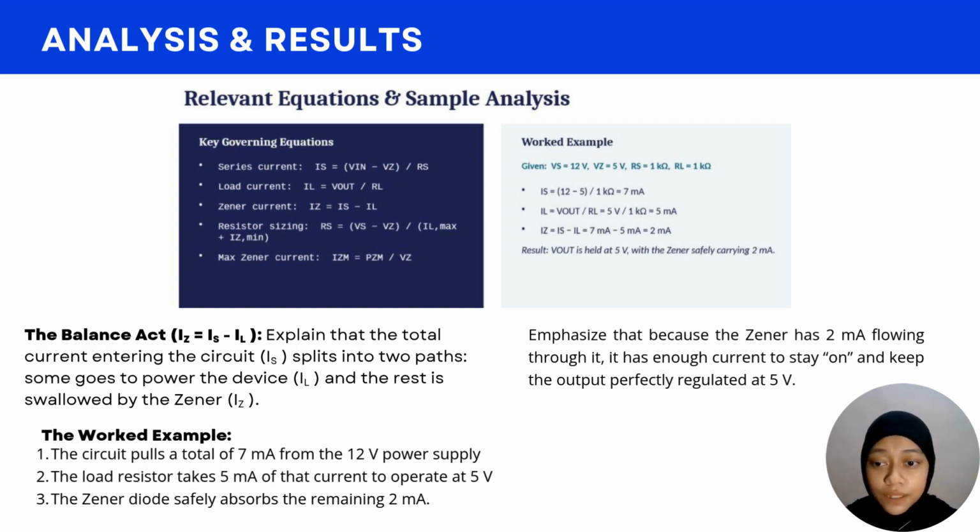The worked example. First, the circuit pulls a total of 7 mA from the 12-volt power supply. Second, the load resistor takes 5 mA of the current to operate at 5 volts. Last, the Zener diode safely absorbs the remaining 2 mA. Emphasize that because the Zener has 2 mA flowing through it, it has enough current to stay on and keep the output perfectly regulated at 5 volts.